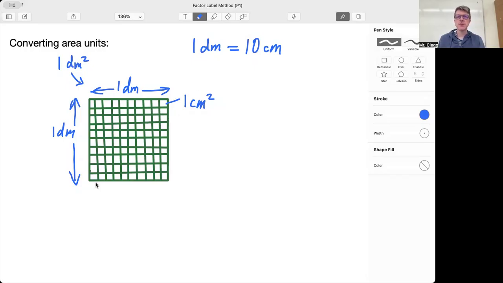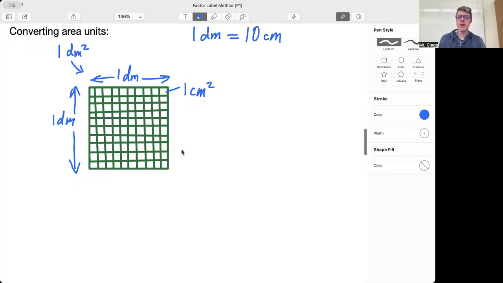But if you start to square the thing, hopefully you can see there's more than 10 here. Turns out there are actually 100 square centimeters in a square decimeter. And I'm going to show you a shortcut for dealing with area units.